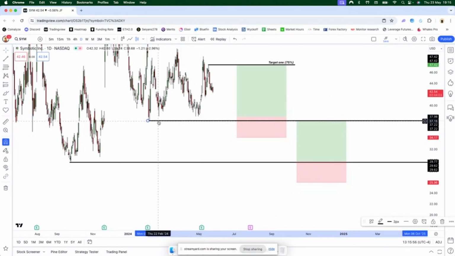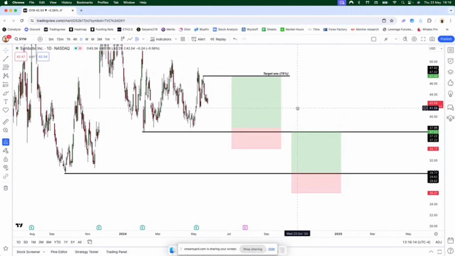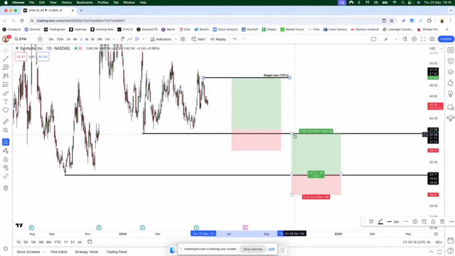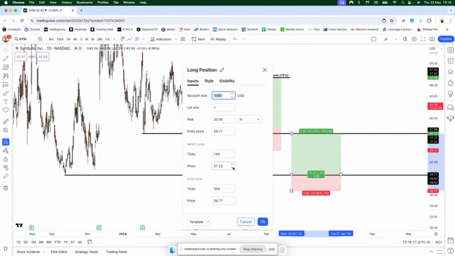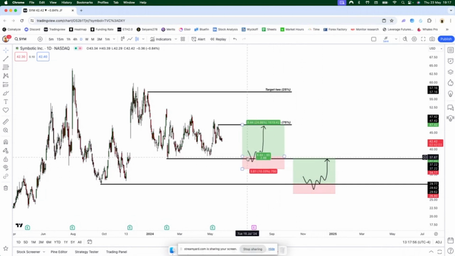So it's both a level that I can use to frame a long setup from, but if it goes lower, that's a good target. And the second target can then be the first target of our first trade, which is 47.42. That's target 2. And the stop loss can be 26.8. With SYM, for example, we're going to work with a stop loss that is approximately 10%. So that means that for SYM, we can use 10% of our portfolio, so $50. For SYM, you can take $50.